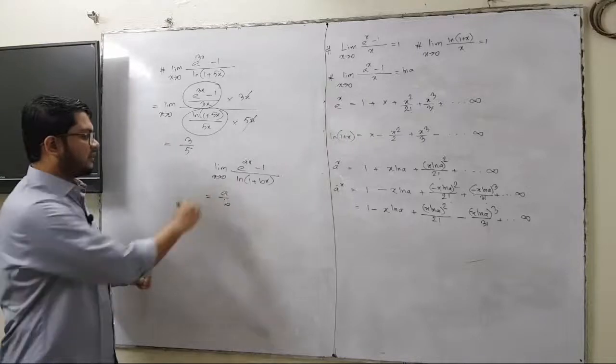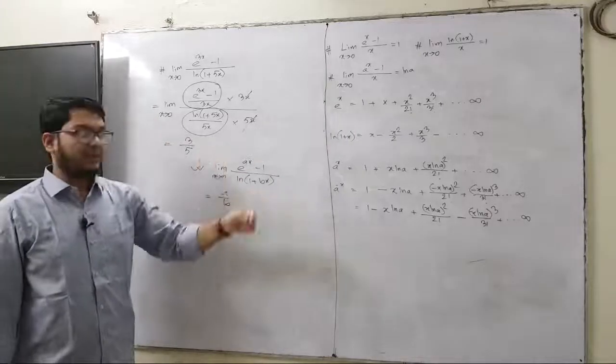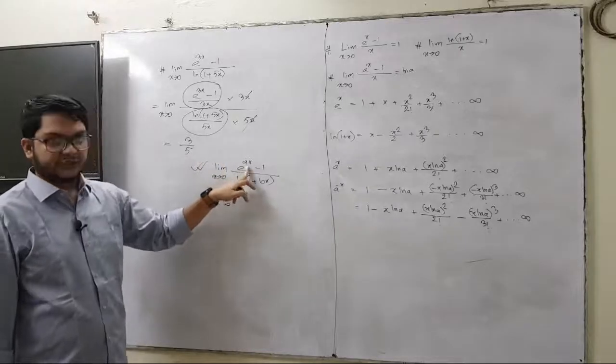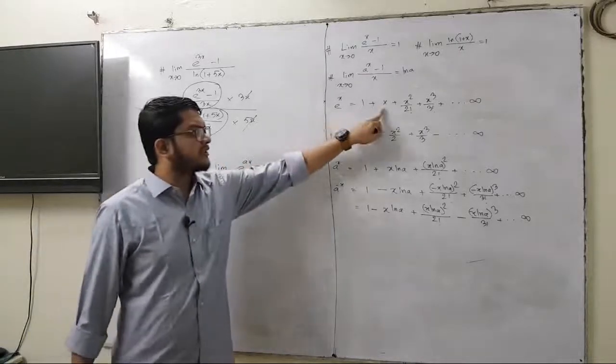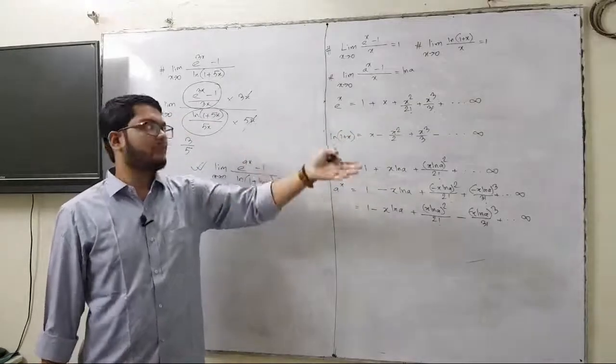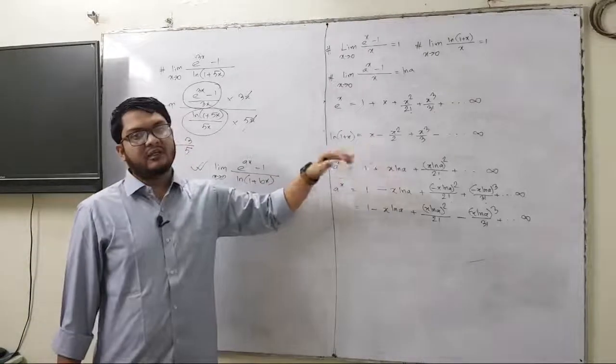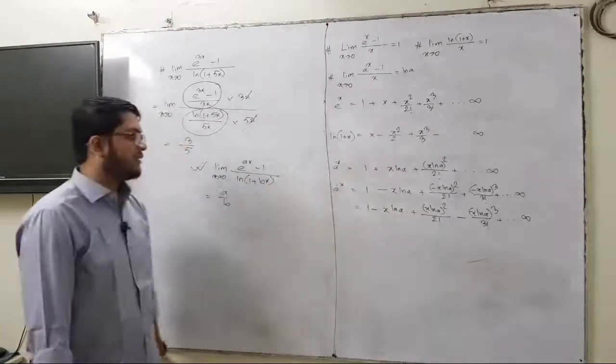You can try to solve it using this shortcut method and also using the expansion method, where you put the expansion of e to the power ax. Instead of x, all these terms will become ax, I mean all the x will be replaced with ax. Again for ln(1 plus bx), all these x will be replaced with bx.